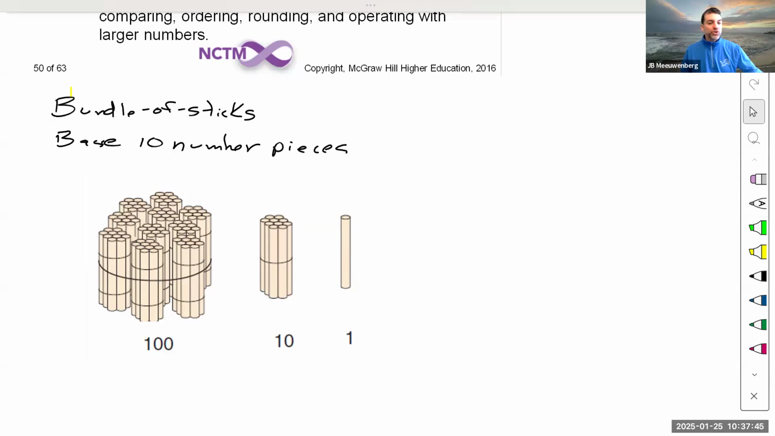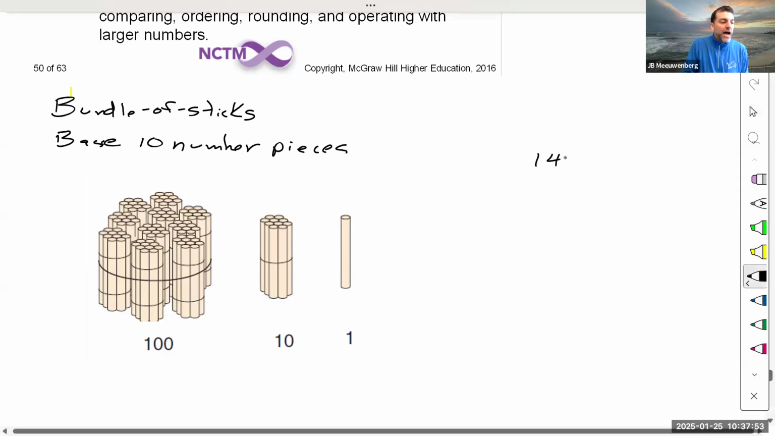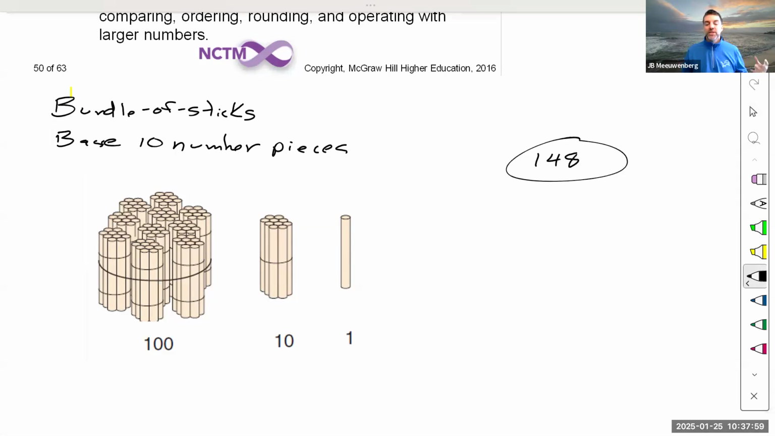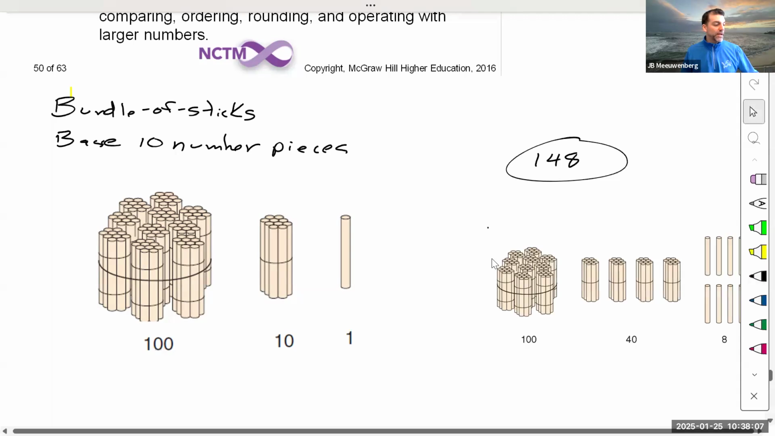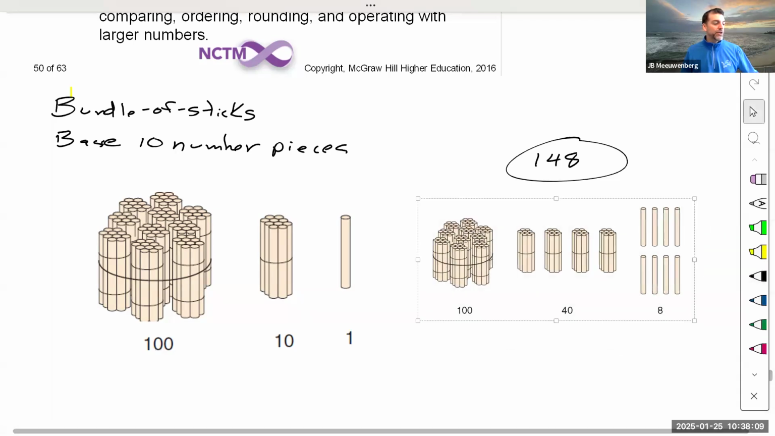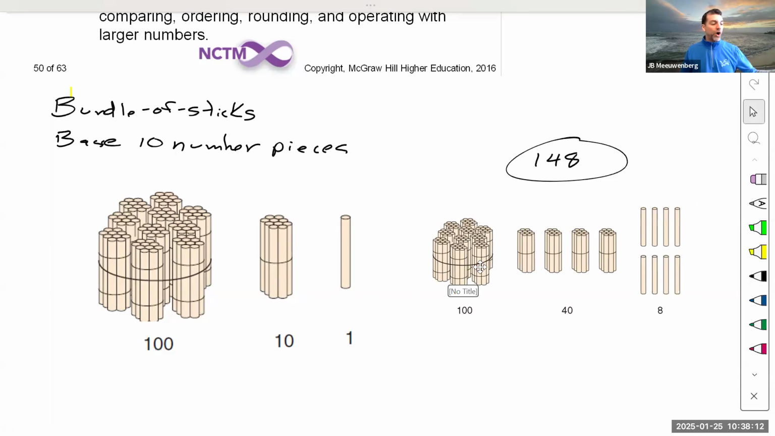And so, children might be asked to represent through this visual medium, say, how do we represent the number 148 using this model, right? They might be asked to draw or sketch or move something around, and it might look something like this. The number 148: 100, so one of those bundles of 10 bundles, 4 of the 10 bundles of sticks, and then 8 individual sticks, right? So 148 would look something like that.